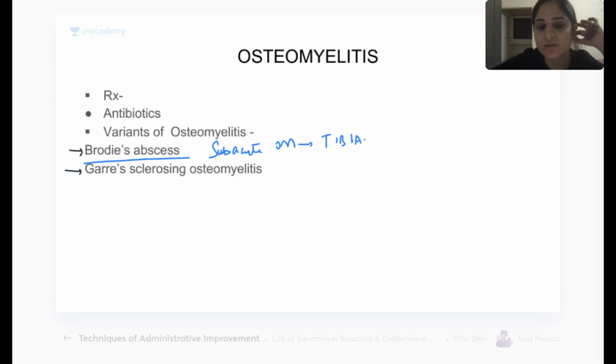What is Garre's sclerosing osteomyelitis? Is this acute, subacute, or chronic osteomyelitis? And where?